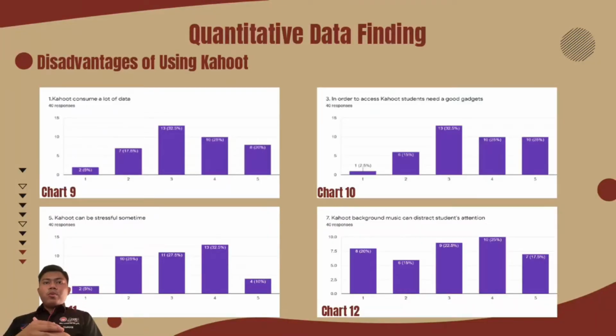So now we will be moving on to the disadvantages of using Kahoot. In the slide, as we can see, there are 4 charts for the disadvantages of using Kahoot. These are the significant disadvantages that can be identified based on the pre-service teachers' perception. The first one is Kahoot consumes a lot of data. The second one is in order to access Kahoot, students need a good gadget. The third one is Kahoot can be stressful sometimes, and the last one is Kahoot background music can distract students' attention.